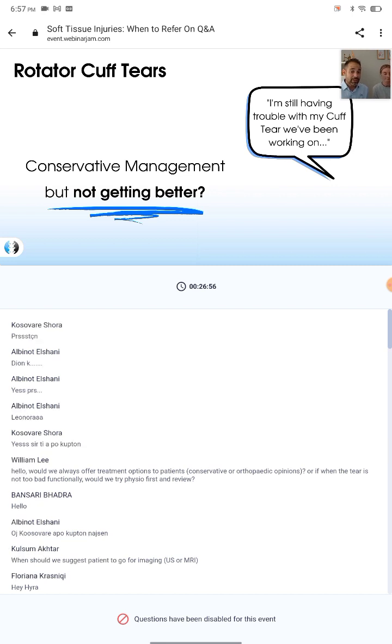Now William asks a nice question, and I suppose naturally this may depend on your location and the guidelines, as we've said. William's question is, would we always offer treatment options to a patient, whether it be conservative or an orthopaedic referral? Or if the tear is manageable functionally, do you try physio for a period of time, then refer to orthopaedics? So that wholly depends on your patient and the setup.